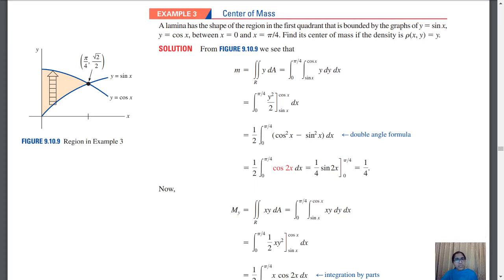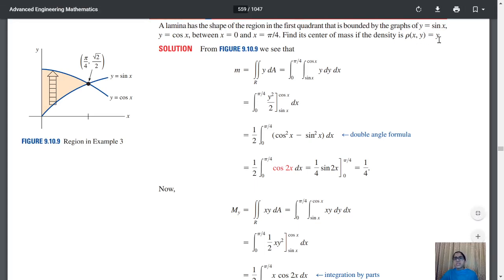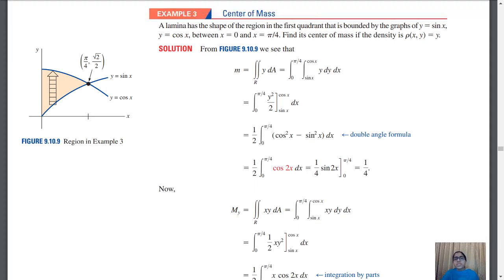Now to find the center of mass, we need to determine the mass and we need to determine the moments. Here the density is not a constant, so we will not consider the case of centroid. So first we'll determine the mass. What will be the mass? Mass is double integral over R of rho of x comma y into dA. Here rho of x comma y is y, so double integral over R of y into dA.